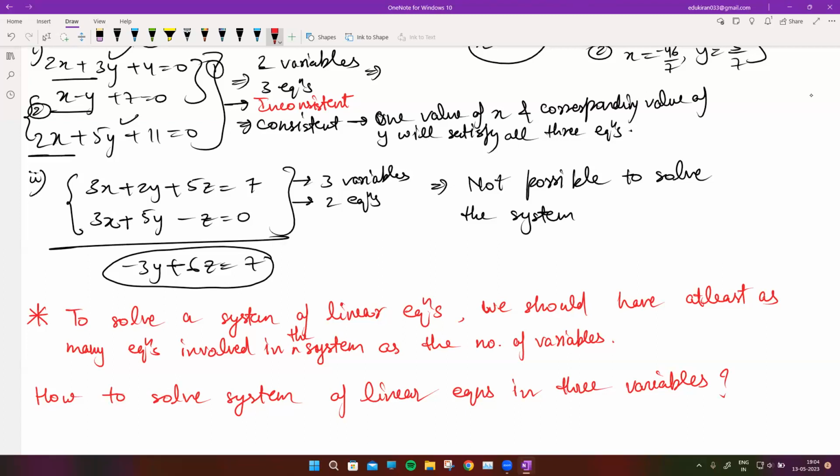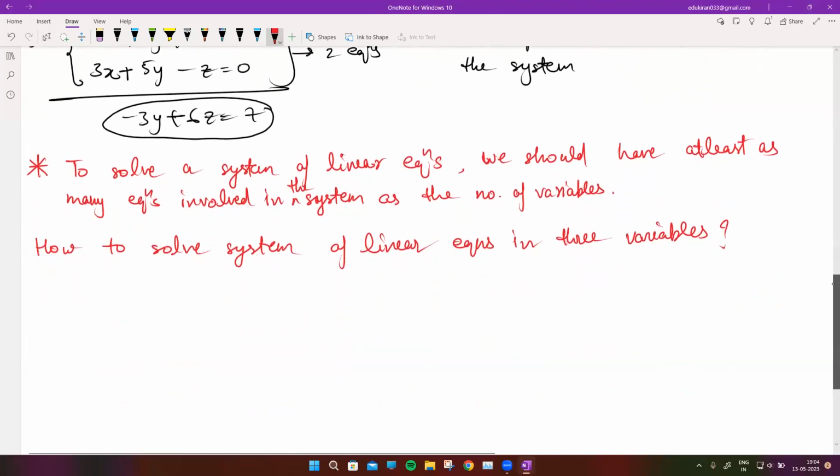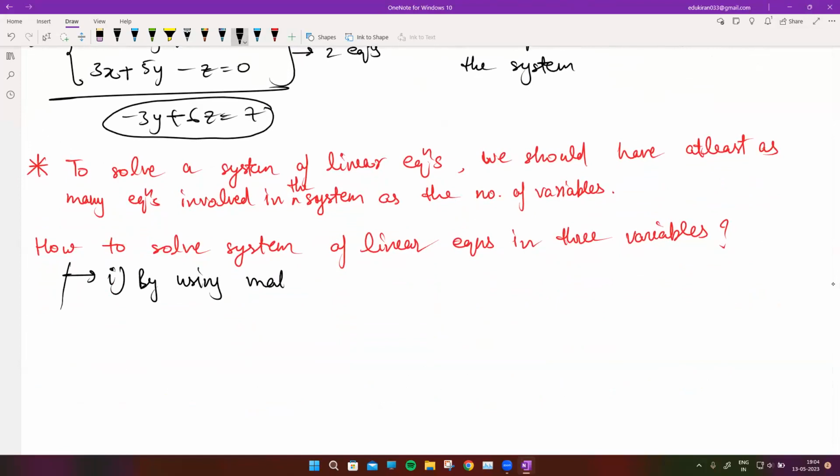Now it can be solved using two methods. The first one is, which is in our syllabus as well. So there are two rules. First is by using the matrix inverse method or adjoint. And the second one is also known as the matrix method.